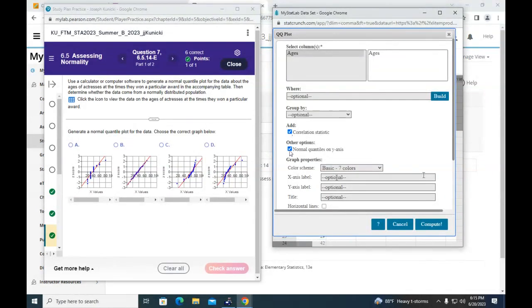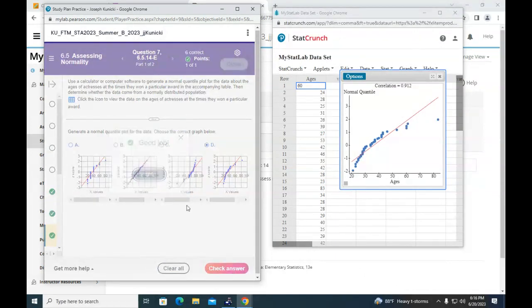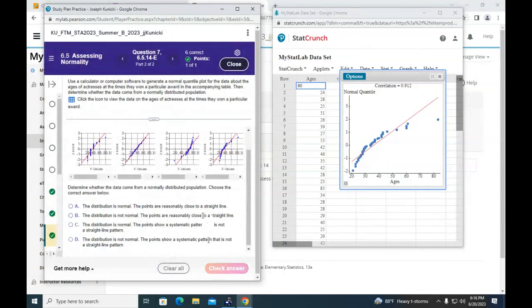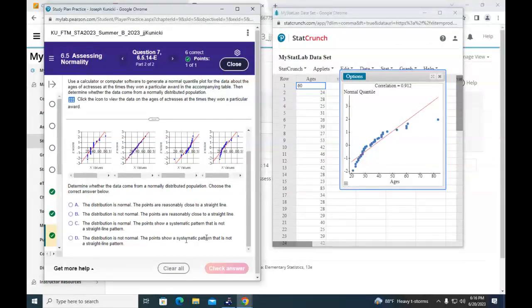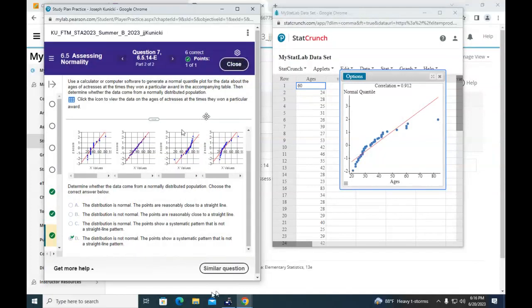Correlation, normal, compute. Now this one you can see that you see the bend in it? Yeah. It's a D, right? Correct. There's too many that are far away, so I would say D. It shows a systematic pattern that's not a straight line. It looks like a curve. So we're going to say D. Okay, so you get the idea. It's just eyeballing it.